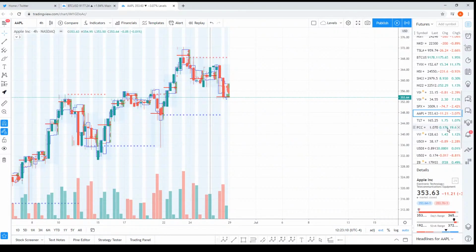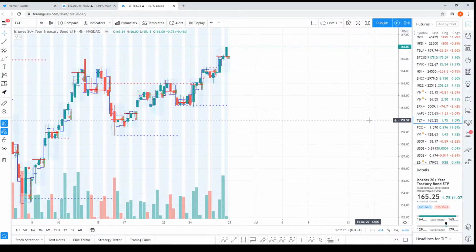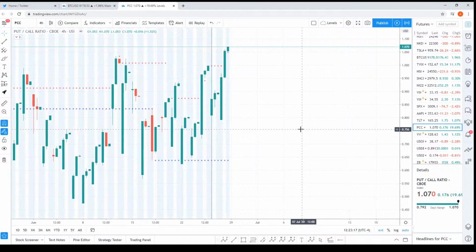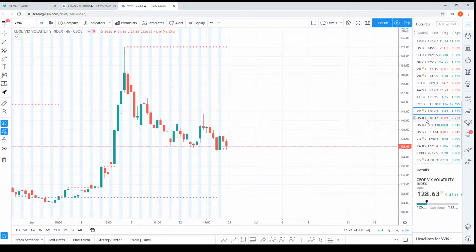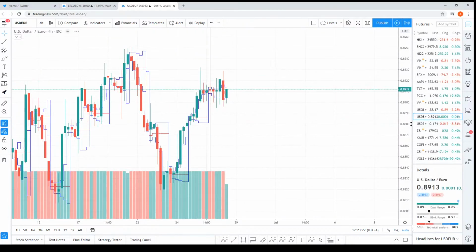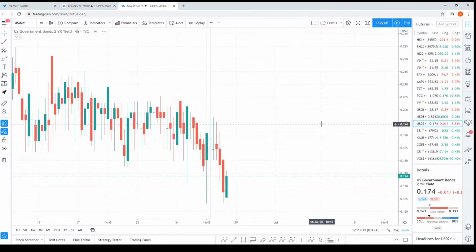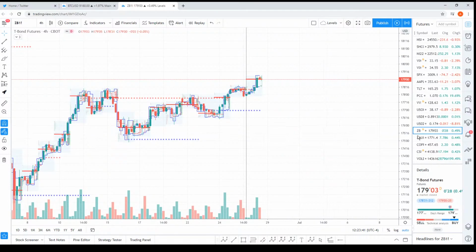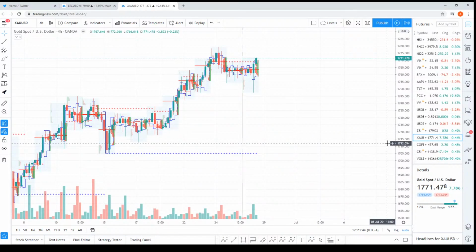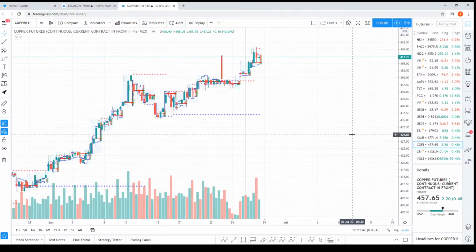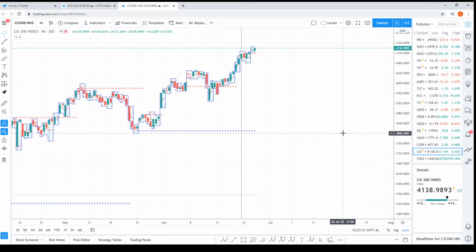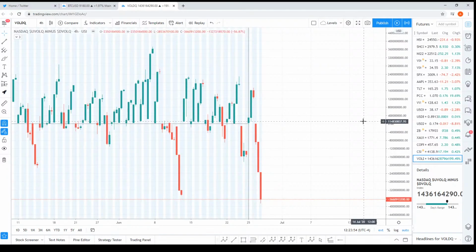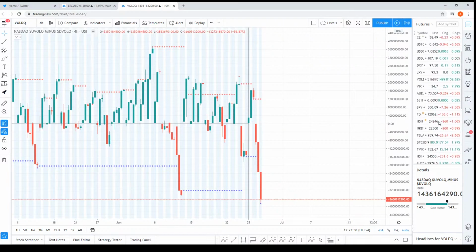Apple, for obvious reasons. TLT, the bond ETF. PCC, which is the put call ratio. VVIX, US oil, I mentioned briefly, I'll use that as well. USD to euro. USO2Y, the 2-year bonds yield. ZB1 again, T-bond futures. XAU USD gold. Got copper one, copper. CSI 300 Hong Kong index, and VolQ, which is NASDAQ up volume versus down volume.